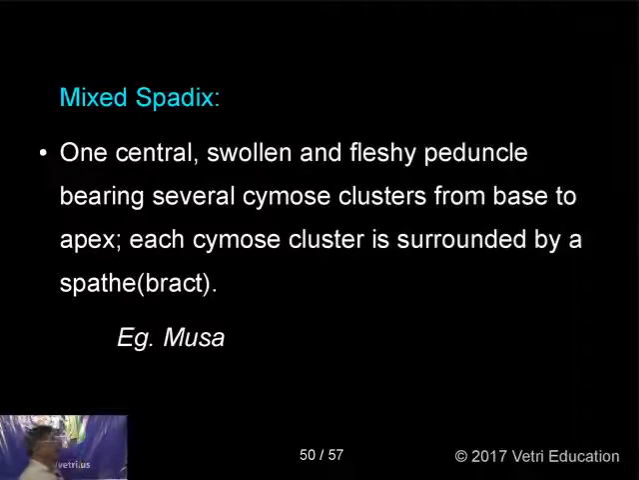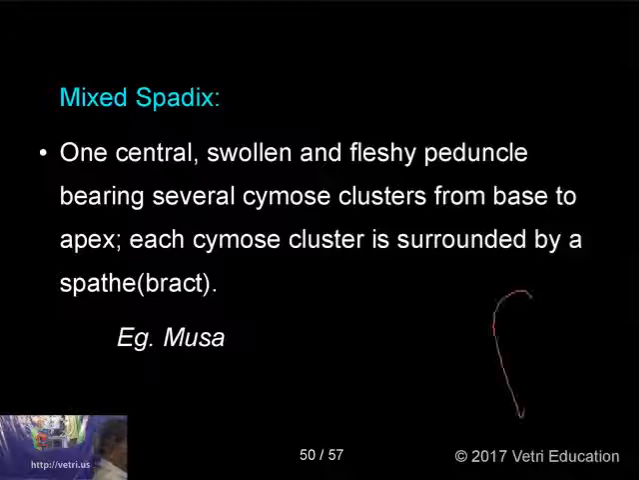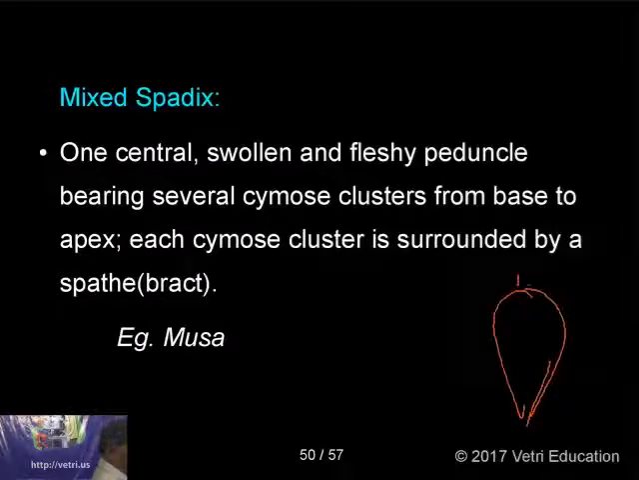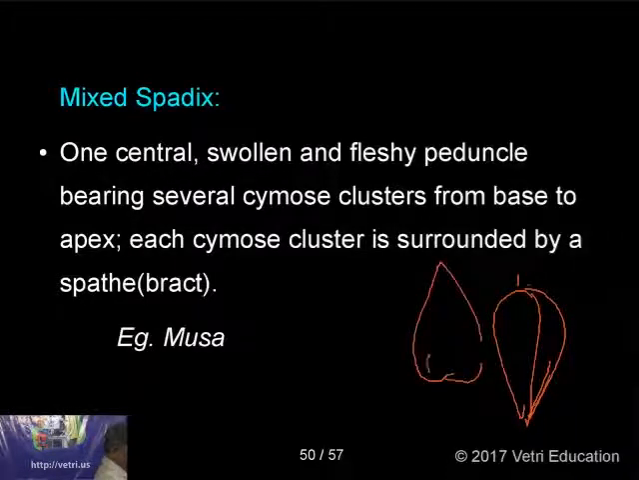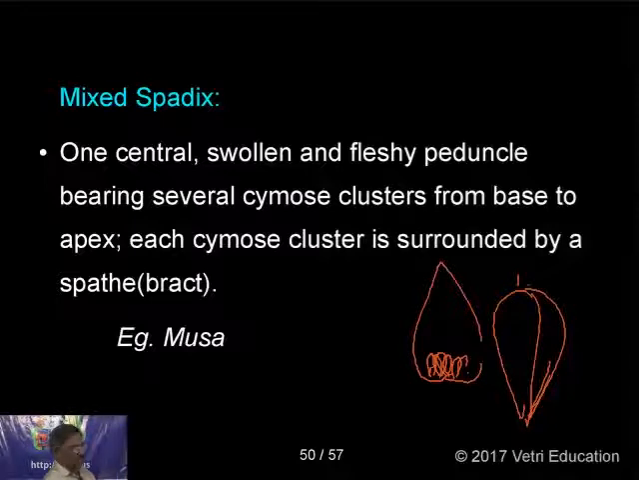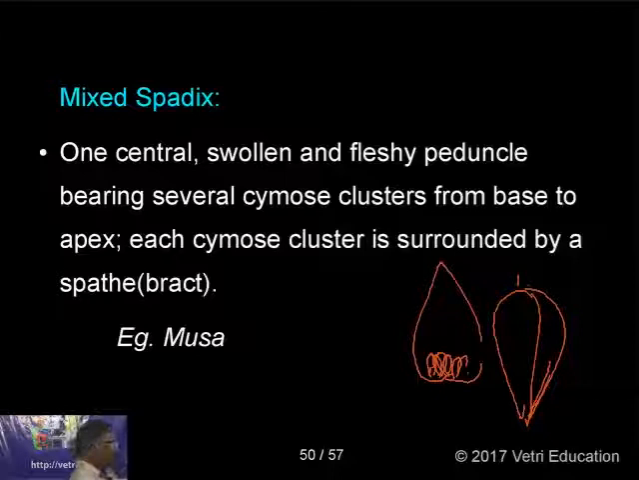Another mixed one, the mixed spadix inflorescence. This you can find in Musa. In Musa, you can see the total inflorescence is like this. The flower is like this. If you open and see each spathe, inside you can find a bunch of these racemose inflorescences. So, a number of bunches are arranged together compactly and form the inflorescence. They will open slowly before fertilization. You can see now.